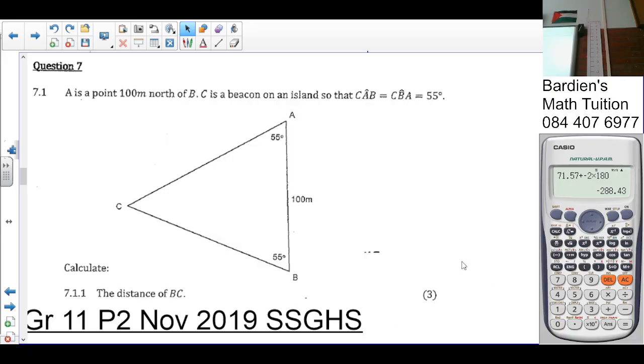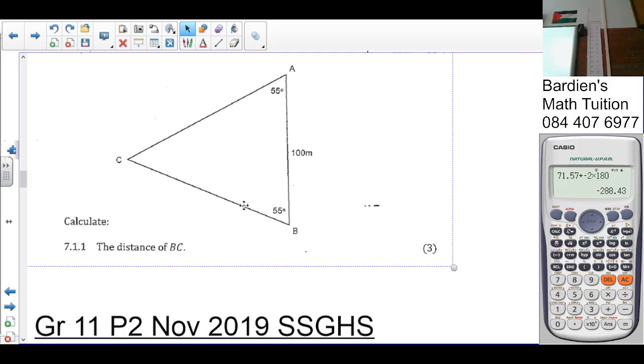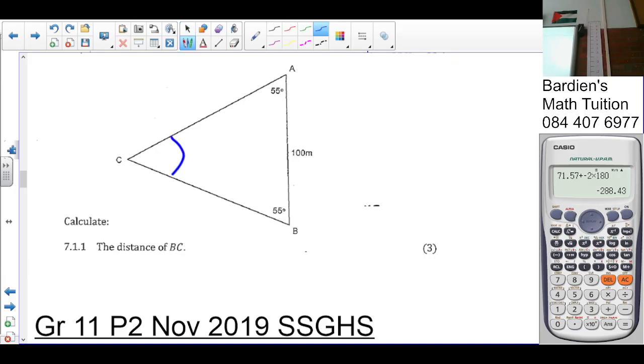Right, let's look at the next one. A is the point 100 meters north of B. So the length of AB is going to be 100. And C is a beacon on the island, so that CAB is equal to CBA is equal to 55. So you've got an isosceles triangle. The question says calculate the distance BC. From here I can calculate angle C. So angle C is going to be 180 minus 55 times 2, which is 70 degrees, not so?